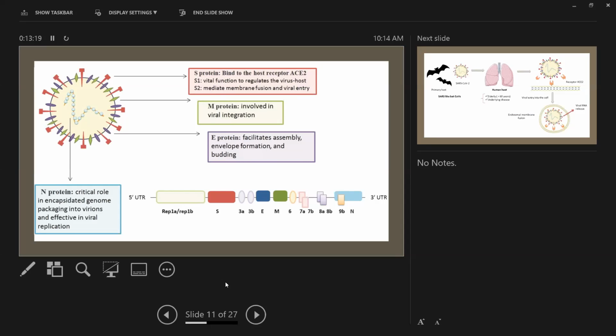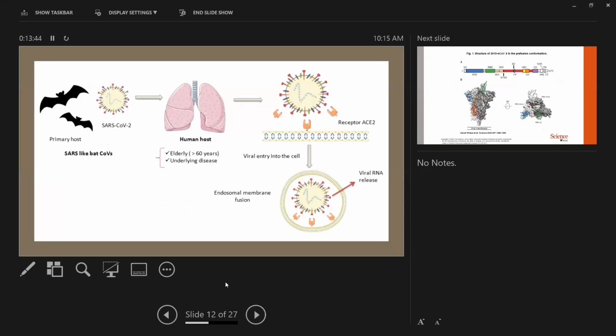This particular RNA, it's called a plus RNA. Plus RNA means that when the RNA enters a cell, it can instantly act as a messenger RNA. It doesn't need to be copied into the other sense strand, it can be translated immediately into protein. That's why it's a plus-stranded RNA virus.